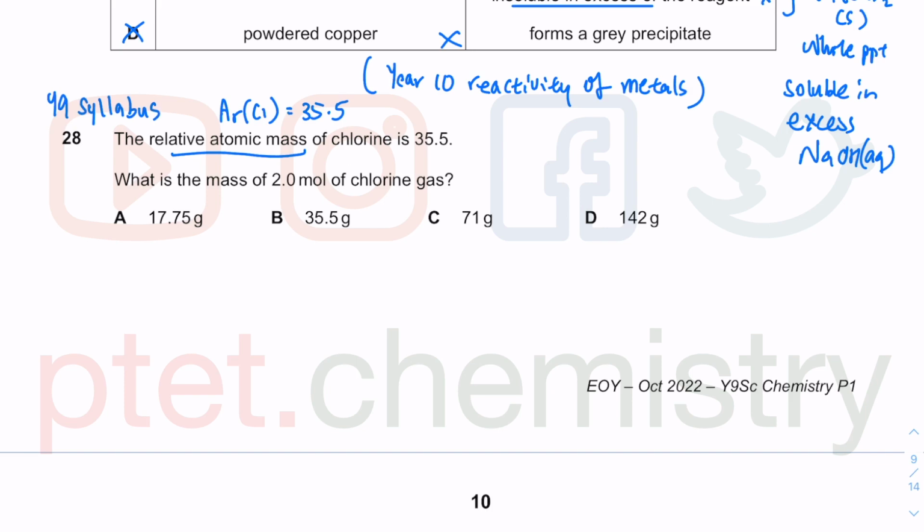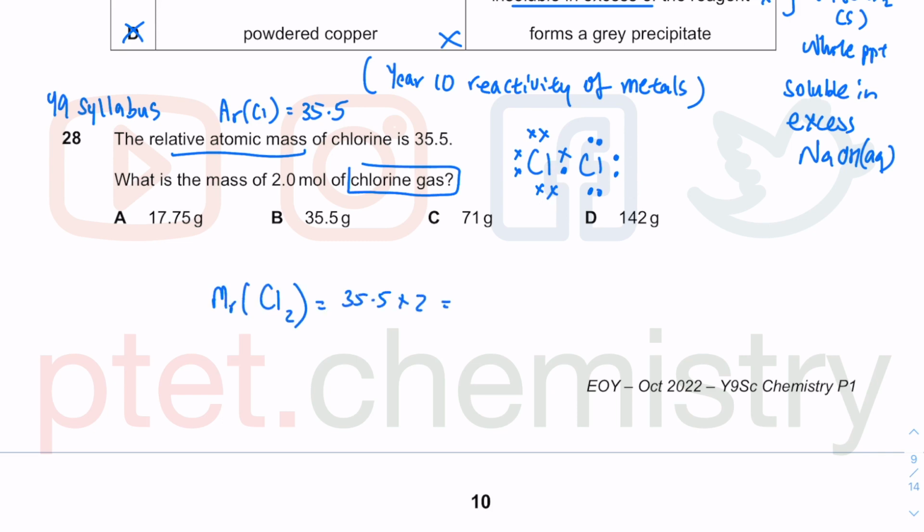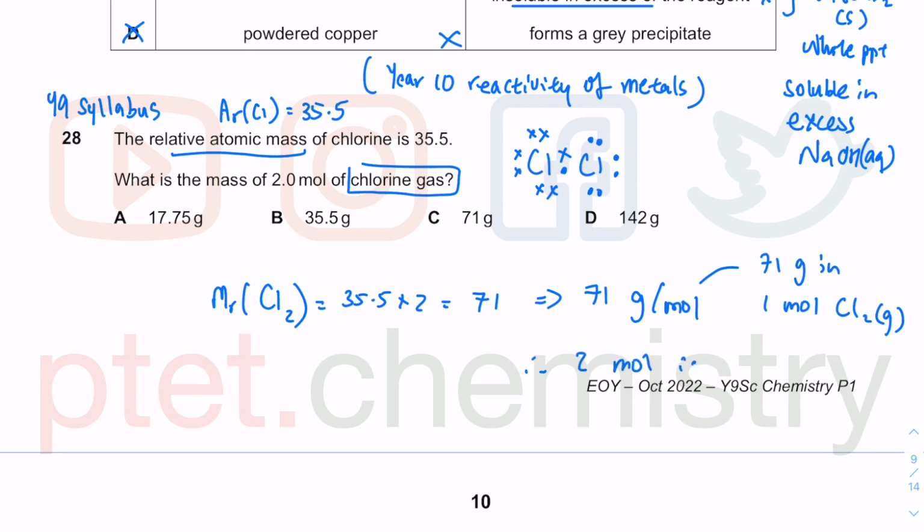We know that chlorine as a gas is a diatomic molecule, as each atom uses 1 out of 7 outer shell electrons to form a covalent bond, and you still have 6 electrons in the outer shell. So the Mr of Cl2 is 35.5 times 2, which is 71. This is 71 gram per mole, so 71 gram in 1 mole of chlorine gas. Therefore, 2 mole is 71 grams times 2, which is 142 gram for 2 mole of chlorine gas.